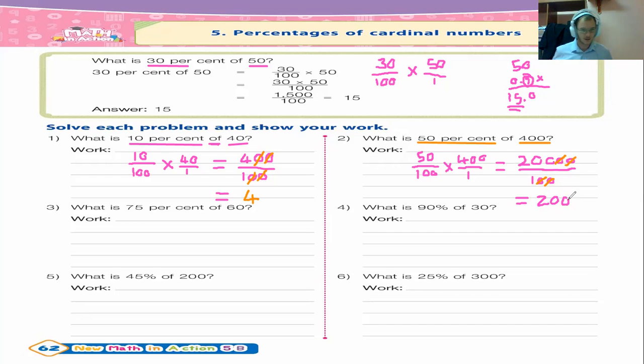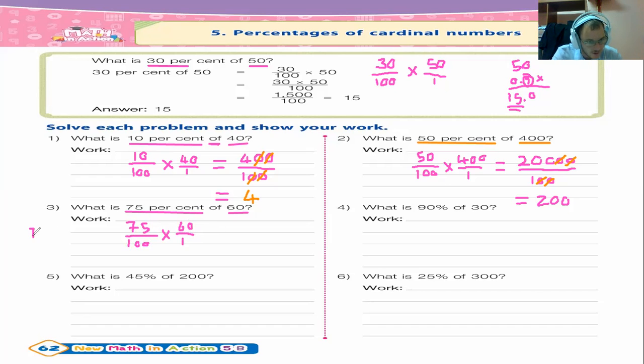Okay. So number 3. Let's do number 3 here. 75% of 60. We know exactly what to do because we learned how to calculate it. So we have 75 over 100 multiplied by 60 over 1. So how do we do that?